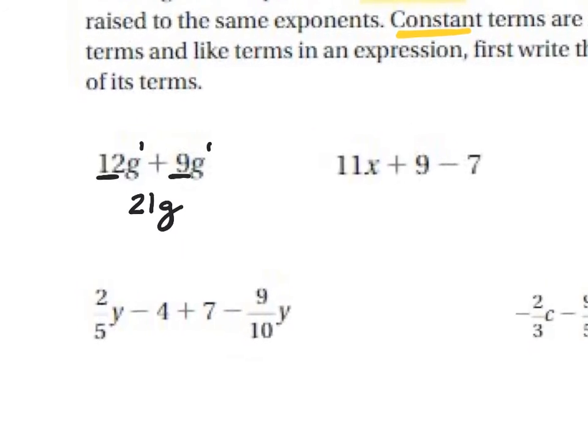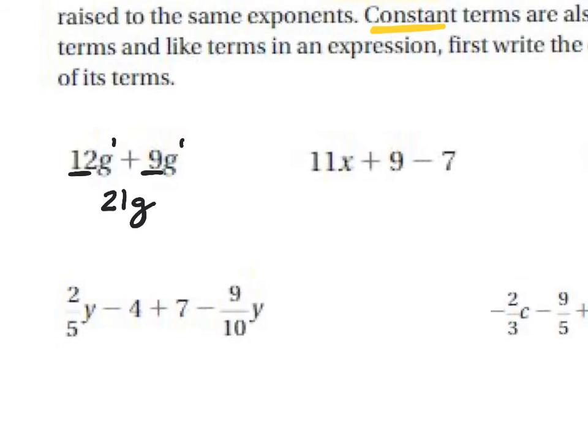This one, 11x plus 9 minus 7. Well, there are no other terms that have an x, so the 11x stays, and my 9 and 7 get combined. 9 minus 7 gives me 2, so 11x plus 2.